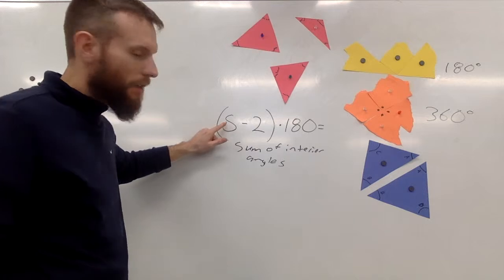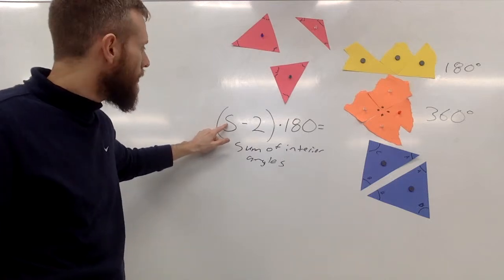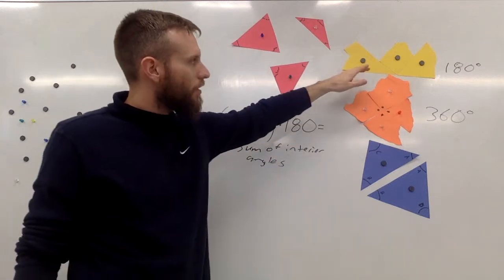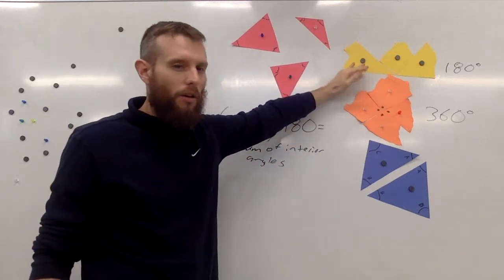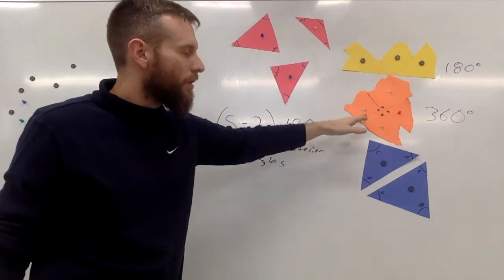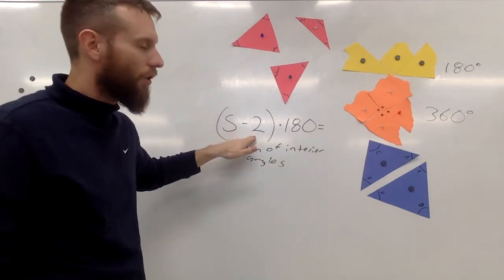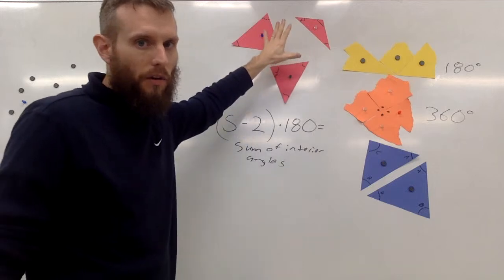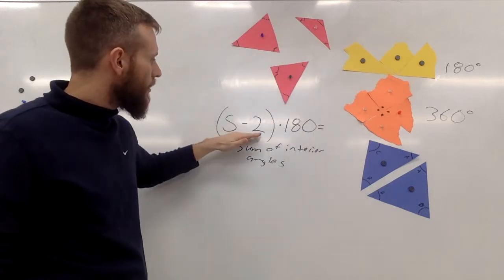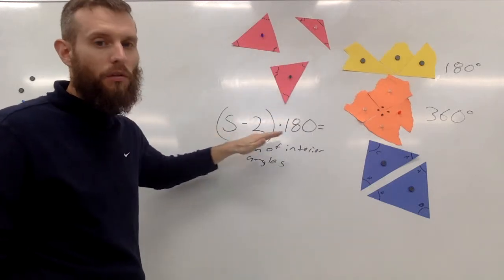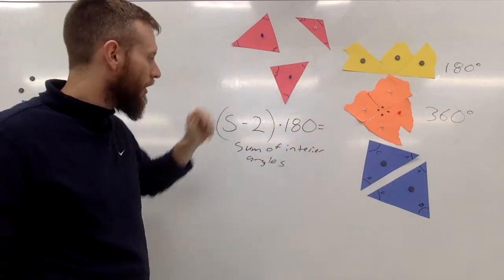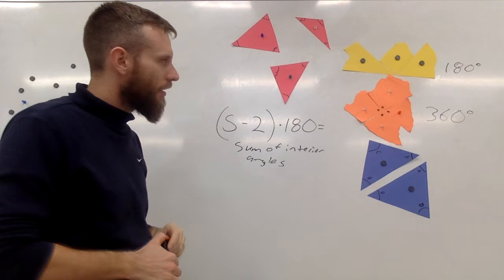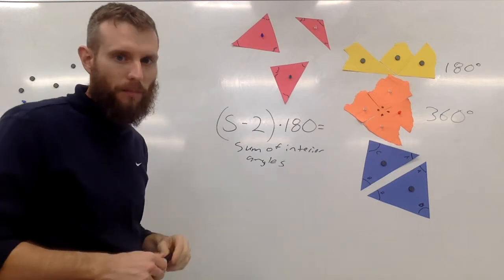Here we go. Let's see if it works. Three-sided shape: 3 minus 2 is 1, and 1 times 180 is 180. So a triangle will add up to 180. For a four-sided shape, 4 minus 2 is 2, and 2 times 180 equals 360. For a five-sided shape, 5 minus 2 is 3, and 3 times 180 equals 540. And so we can see that this, in fact, does work.